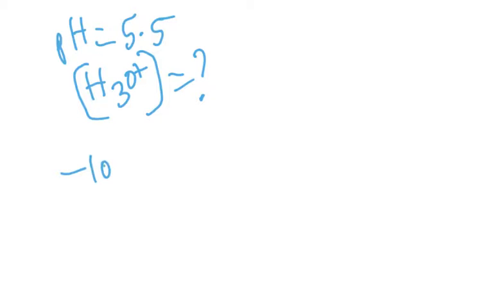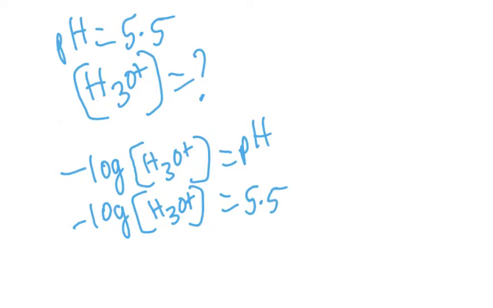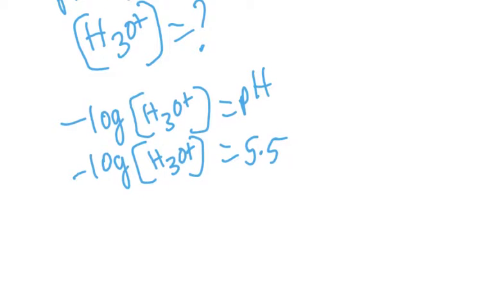So negative log of H3O+ is equal to the pH, which we already gave you. So the negative log of the H3O+ concentration is equal to 5.5, right? And then all we have to do is divide by negative 1 on both sides, so we get rid of the negative. So log of H3O+ is equal to negative 5.5, right, guys?